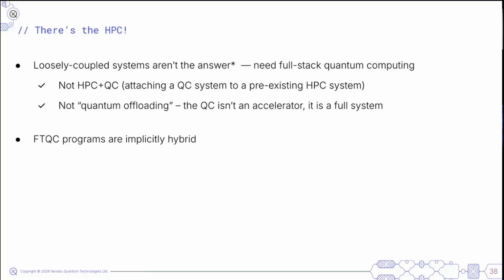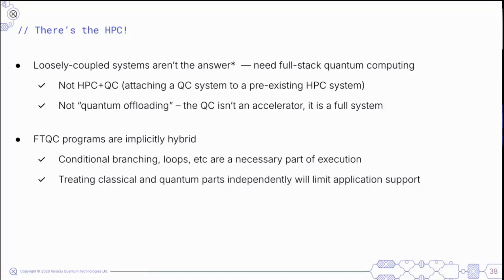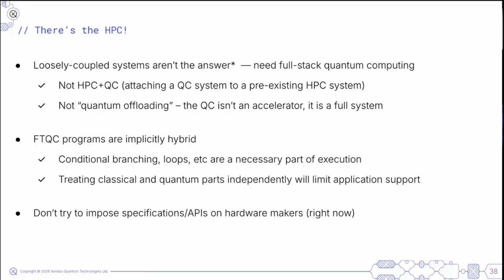FTQC programs are implicitly hybrid. So you have the classical in there, you have the branching, you have the loops, you have all of the pieces necessary, and that has to run within the platform itself. Treating the classical and quantum parts independently will limit the overall applications that you can run on these things. As we're working on defining what these fault tolerant and even utility scale applications are, one needs to be aware that this is an absolutely essential part of what we're compiling, what we're running, how we're running it. It needs to be tightly brought together.